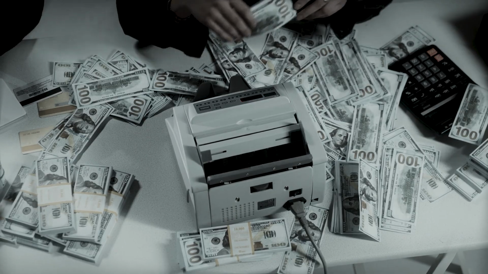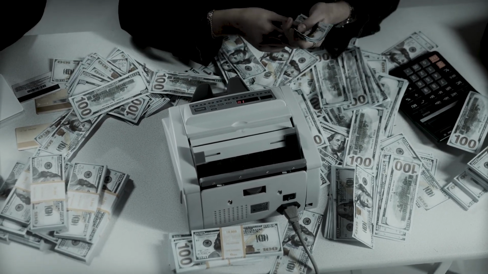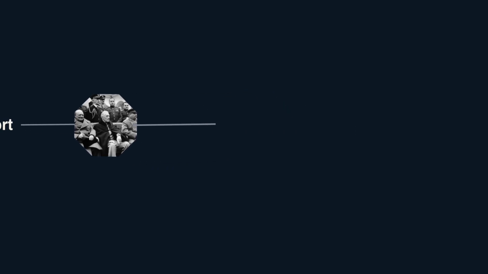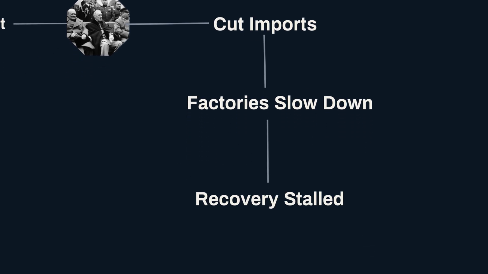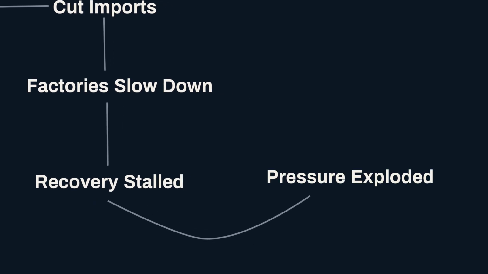A country can print its own currency. It cannot print dollars. So European governments were trapped. If they imported what they needed, they drained their reserves. If they cut imports, factories slowed down. If factories slowed down, recovery stalled. And if recovery stalled, political pressure exploded.